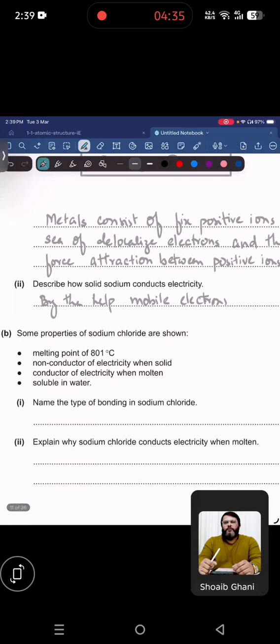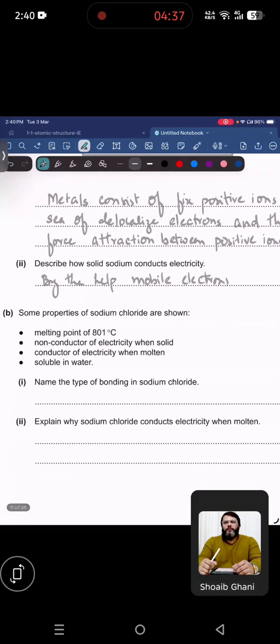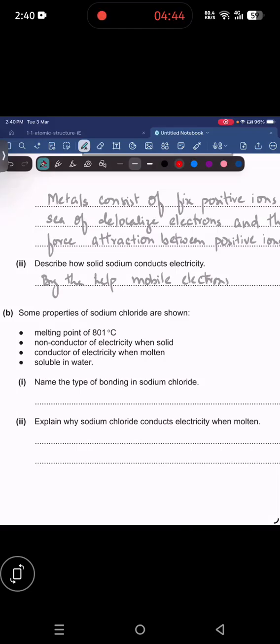Now, some properties of sodium chloride are shown here. The melting point of sodium chloride is 801 degrees C. Non-conductor of electricity when solid. Conductor of electricity when molten. Water soluble. What type of bonding is in sodium chloride? It is an ionic bond. Thank you, beta.